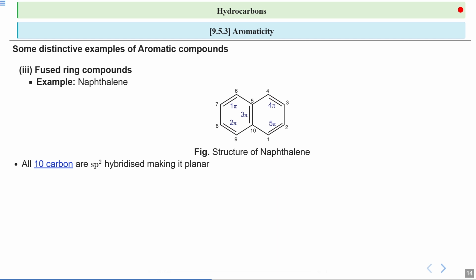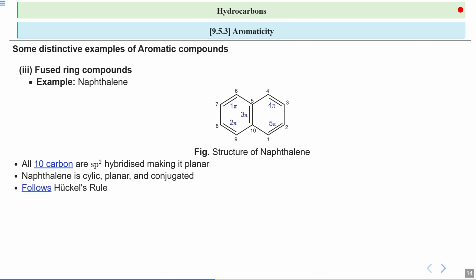Now, all 10 carbon atoms in naphthalene are sp2 hybridized, which means each carbon atom forms 3 sigma bonds and 1 unhybridized p orbital remains on the carbon. This hybridization makes the molecule flat or planar, allowing for maximum overlap of p orbitals and strong delocalization of electrons. Planarity is essential for aromatic stability. So, what we can say about naphthalene is that it is not only cyclic but also planar and hence conjugated at the same time. Conjugation means that there is a continuous overlap of p orbitals around the ring, allowing the electrons to move freely. This delocalization of electrons is what aromatic compounds need.